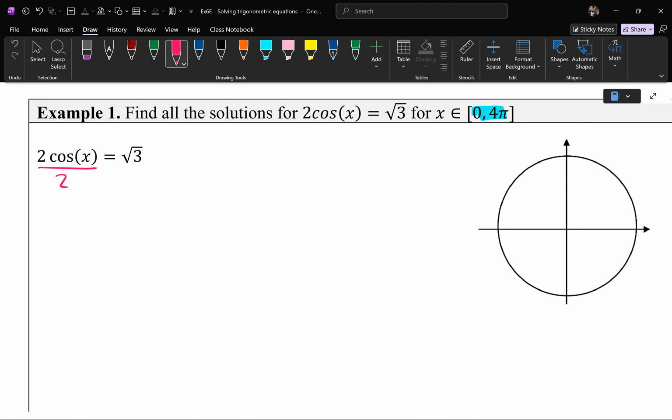Our goal is to find x. So remove everything. Divide 2 on both sides. Cos of x is equal to root 3 on 2. Next step, I want you to visualize that. Cos represents the x coordinates. In a unit circle, where the maximum length for the x coordinates is 1, root 3 on 2 is probably somewhere over here. You're asking, where on the unit circle will I have an x coordinate of root 3 on 2?